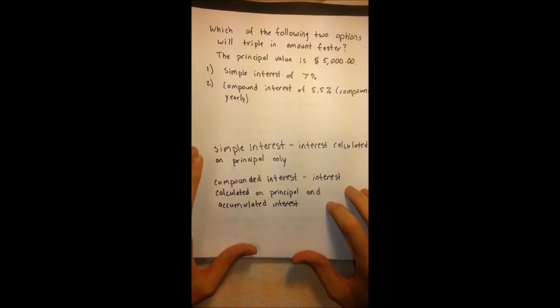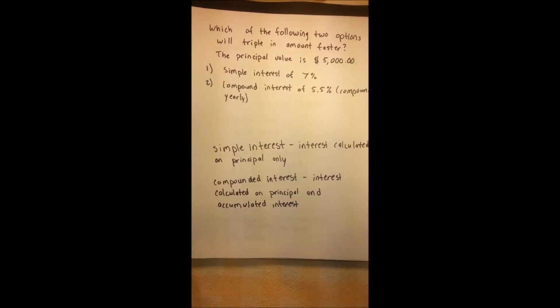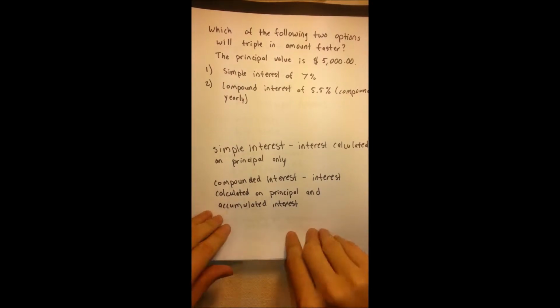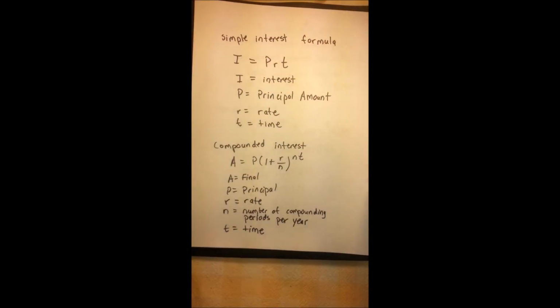The initial value given is $5,000, and the two options are simple interest of 7%, and compound interest of 5.5%, compounded yearly. And then at the bottom there are two definitions, if you would like to stop the video and read them. The difference between the two interests is minor, but they result in a big difference in time.